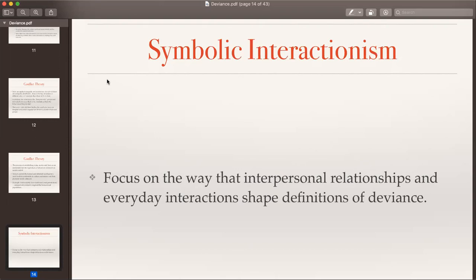Because we've been socialized in our society to be ashamed of sexuality. We've been socialized to interpret sexuality as something that is private, something that should not be shared with others.